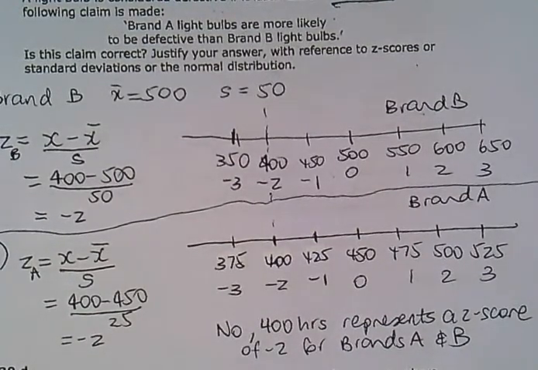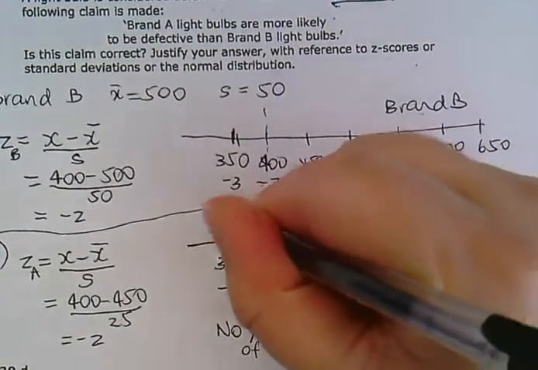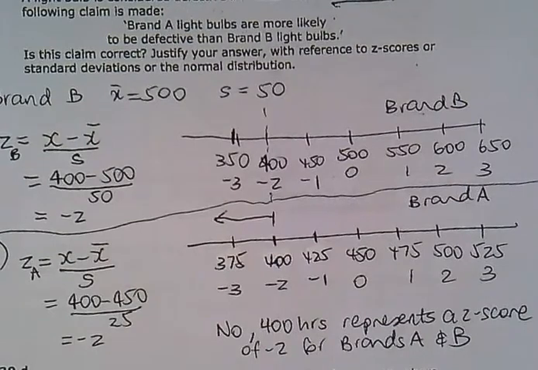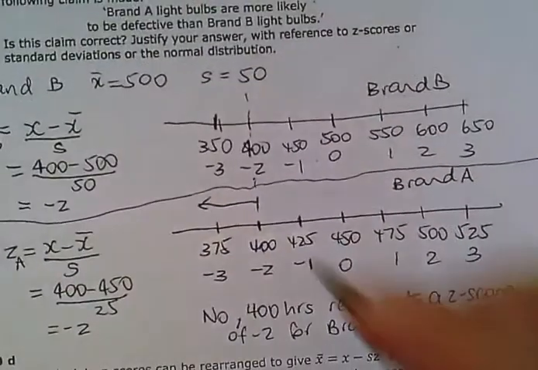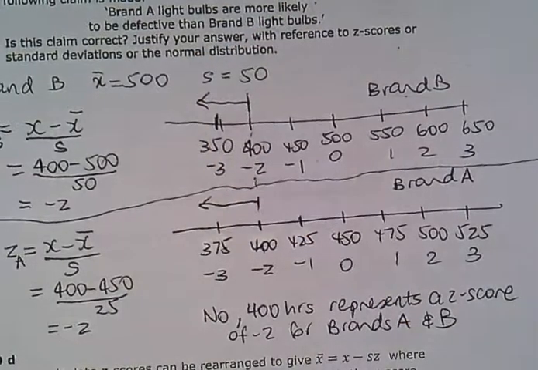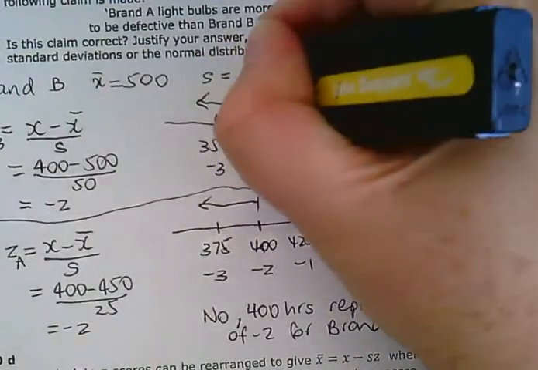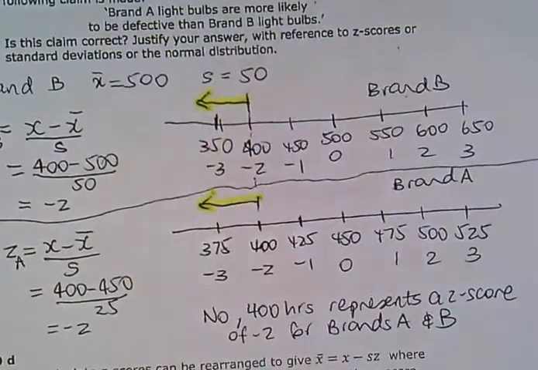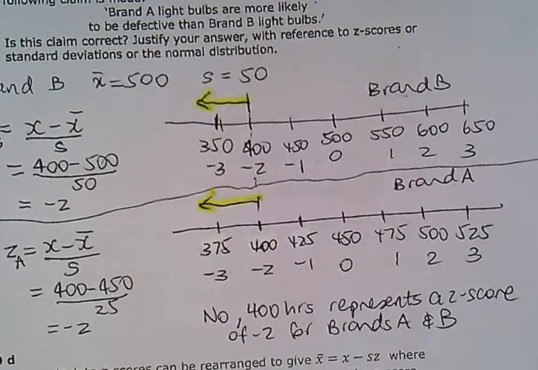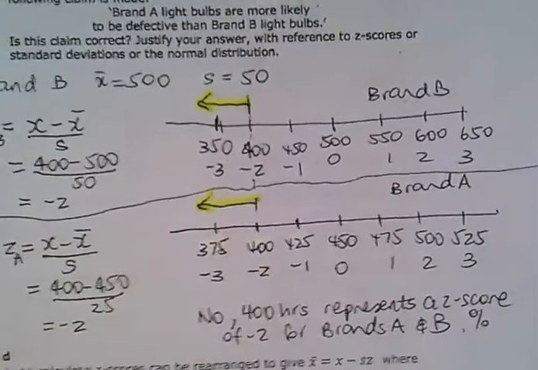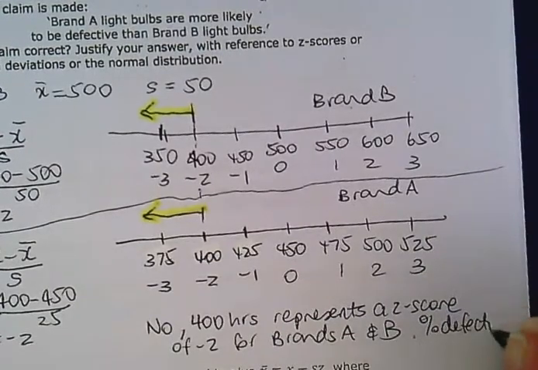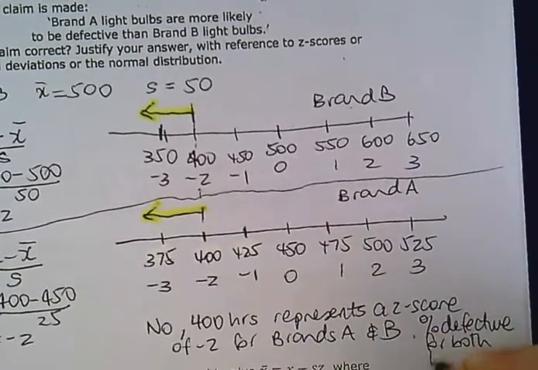We could also, if we wanted, work out the percentage that would be likely to be defective. How do we do that? Well, you'd have to look at the percentage from down there, which gives you the percentage likely to be defective, and it is the same for both, because defective is from the arrow down. Defective is the highlighted bit on my graphs, anything less than 400 hours. Those two percentages are the same because they're from Z-score -2 and down. So the reason is the percentage defective for both brands is the same.